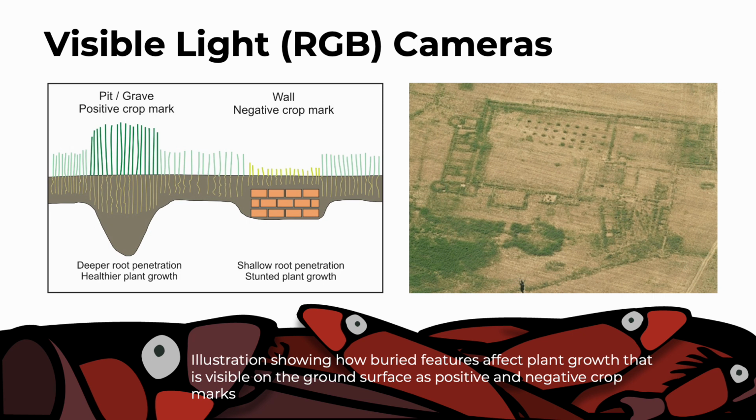This difference in vegetation color and height is more obvious when viewed from above and can be recorded with standard RGB visible light cameras. Late summer, drought conditions, and evenings with low light and extended shadows are excellent times to identify features this way.